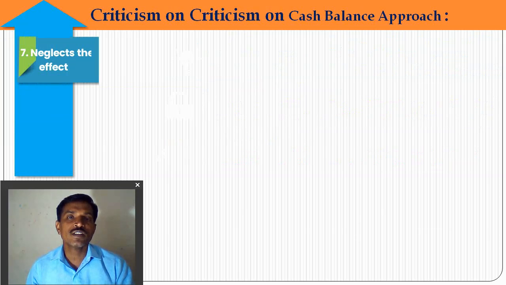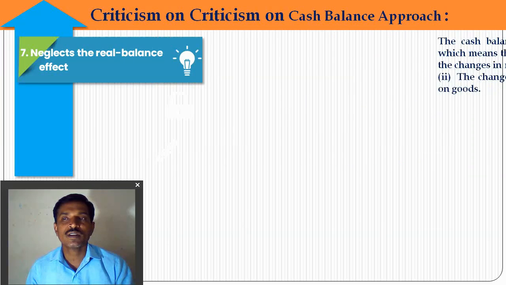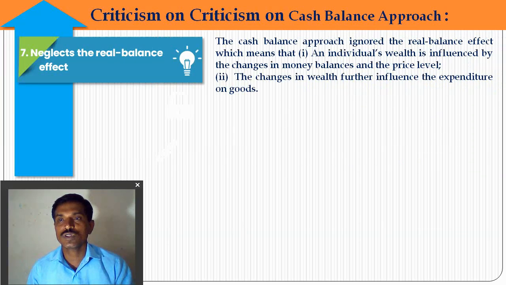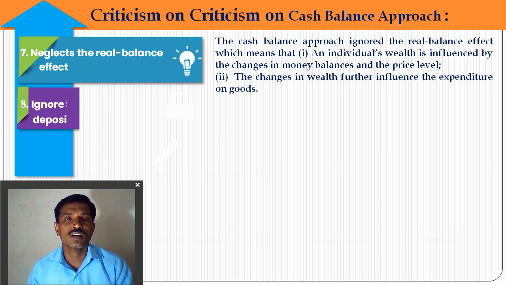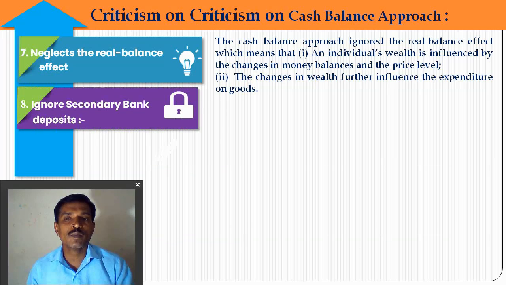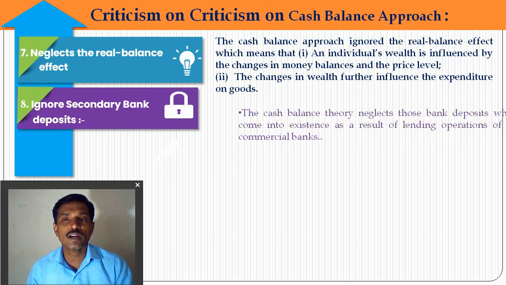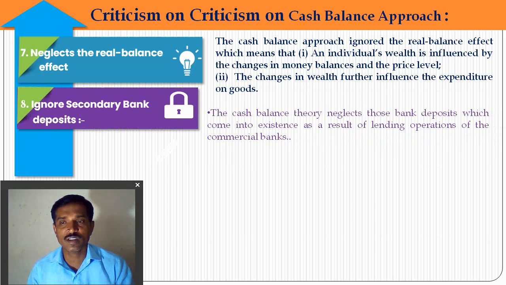Another critique is that it neglects the real balance effect. The cash balance approach ignores the real balance effect, which means an individual's wealth is influenced by changes in money balances and the price level. The changes in wealth, and their further influence on expenditure on goods, are not explained in this theory. They also ignore secondary bank deposits. Secondary bank deposits are important for credit creation, but this theory does not look at secondary deposits, according to economists.